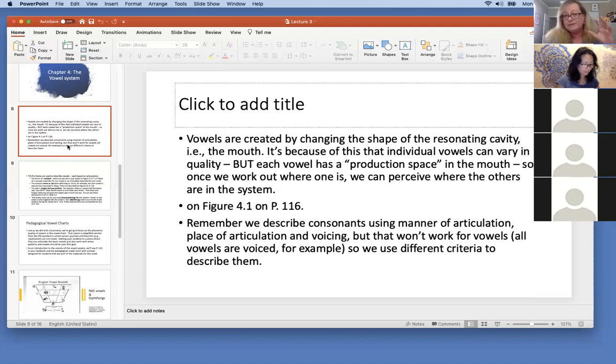And so the IPA is a kind of version of this, but looking at that quadrant in the mouth will give you a good sense of how it works. So you get high vowels, low vowels, front vowels, back vowels, rounded vowels, and unrounded vowels. And you can see that in figure 4.1, 4.2, and 4.3, right?